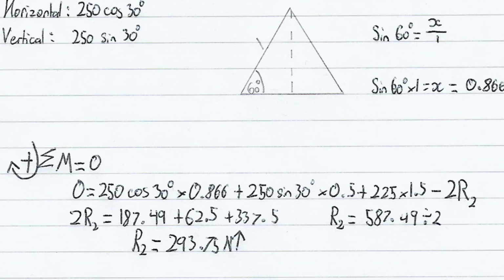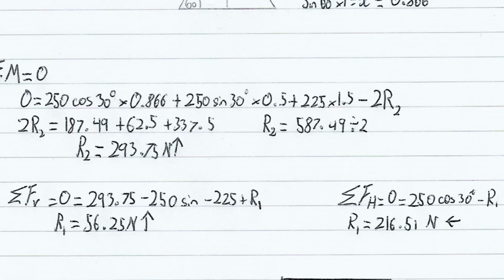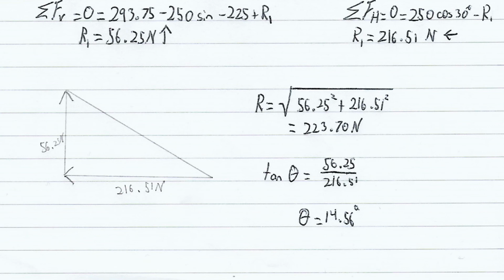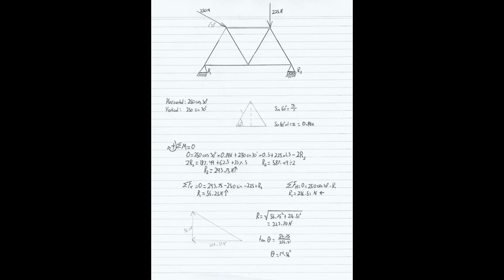But how do we solve for the reaction at support number 1? Remember your 3 rules of equilibrium. We can use these equations and rearrange them to calculate the resultant horizontal and vertical force in the remaining reaction. To do so, we simply use Pythagoras' theorem to calculate the hypotenuse, which in our case is the resultant force. We may also use an inverse trigonometric function, in this case tan, to calculate the angle of the resultant, in this case 14.56 degrees.